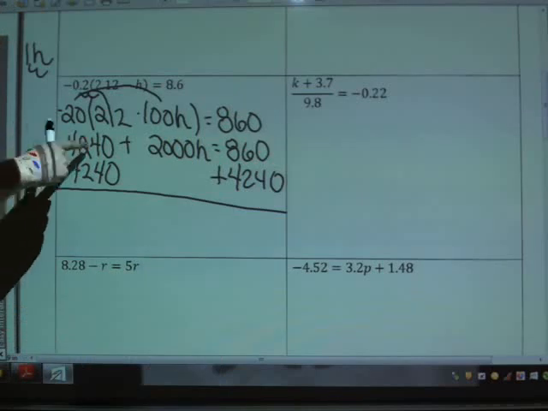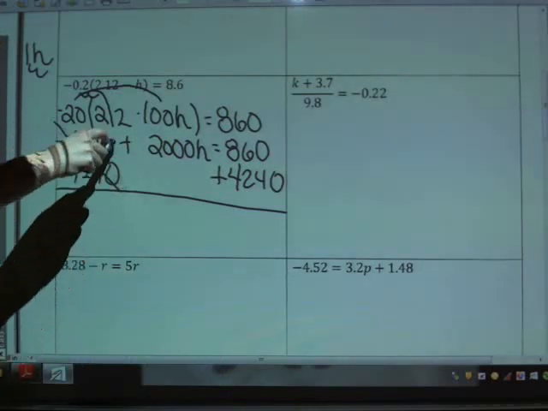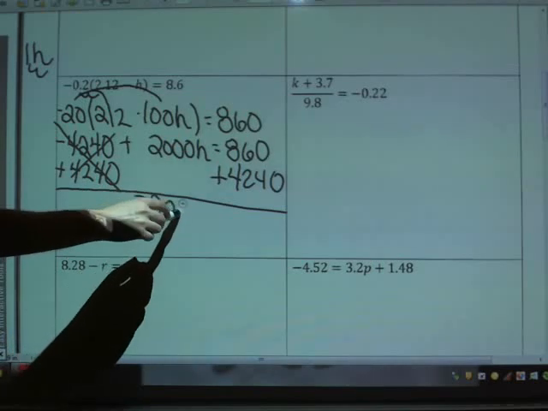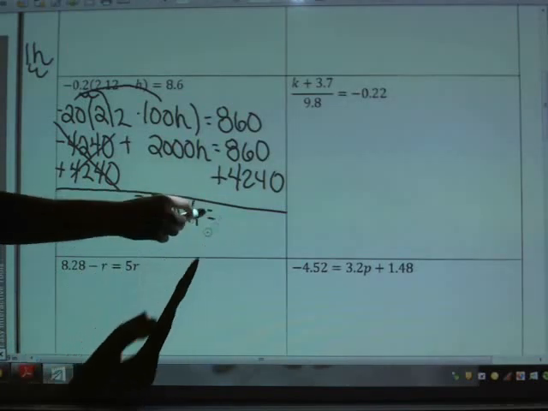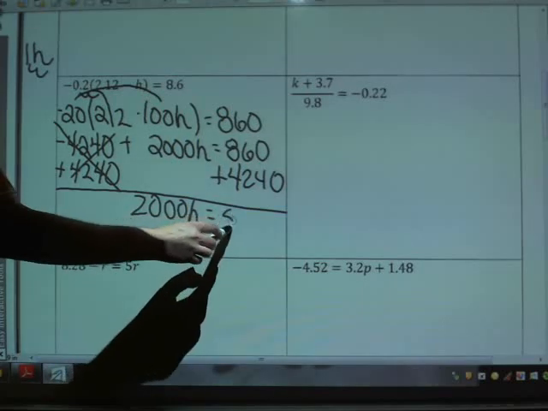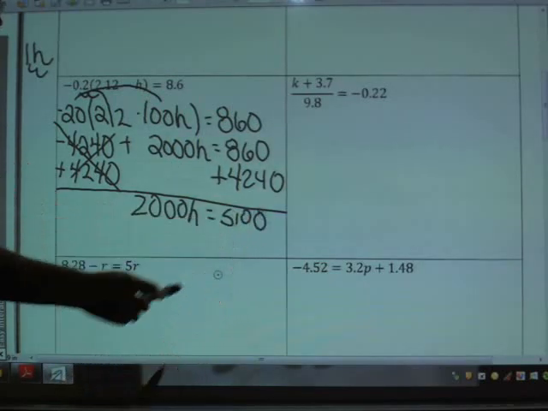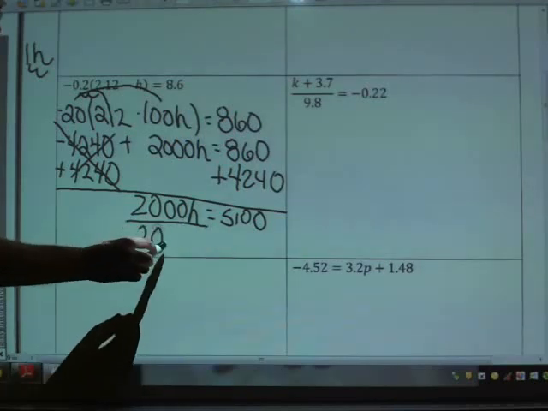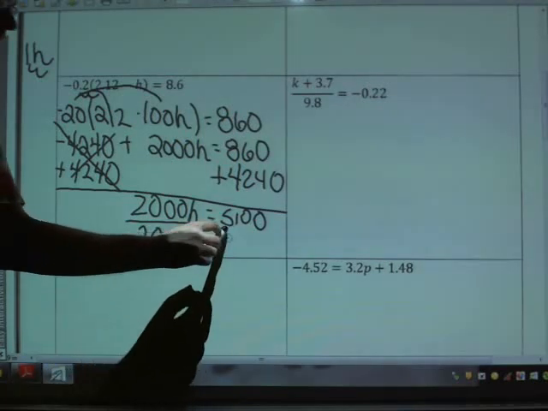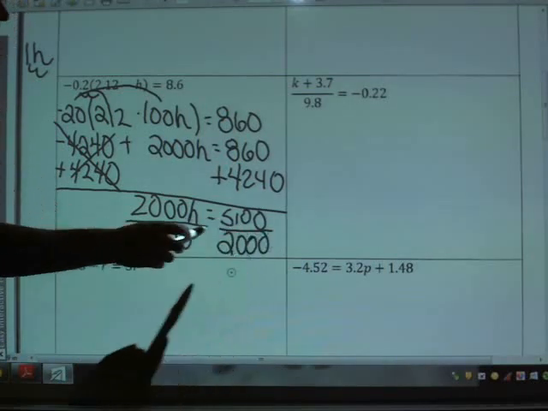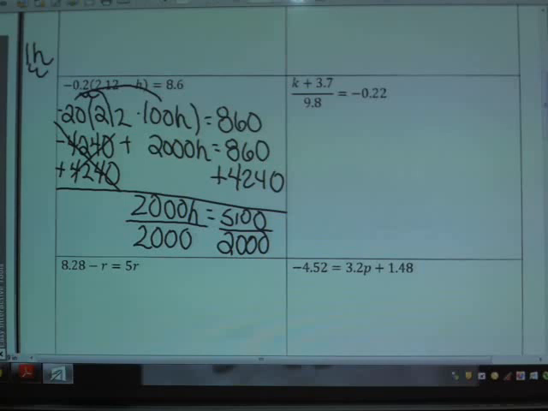This negative 4240 plus 4240 washes each other out and leaves me 2000h. And as you can see, that's equal to 5100. And then at this point, I'm going to divide out the 2000. Again, it's just a one-step equation I have left. It's multiplication, so I'm doing the opposite, which is to divide. So I'm going to do 5100 divided by 2000 at this point.